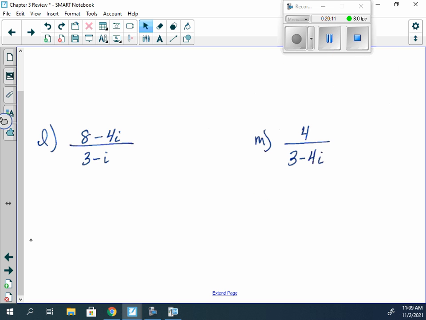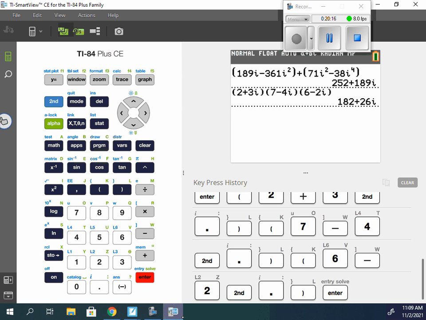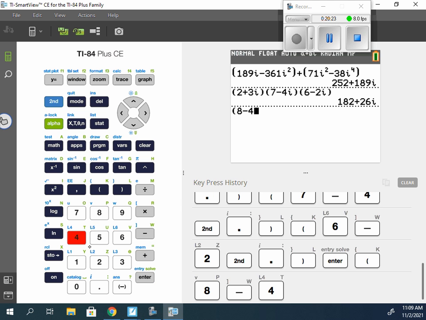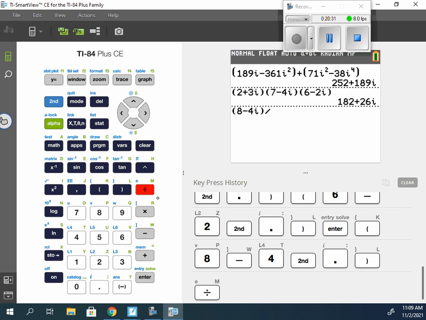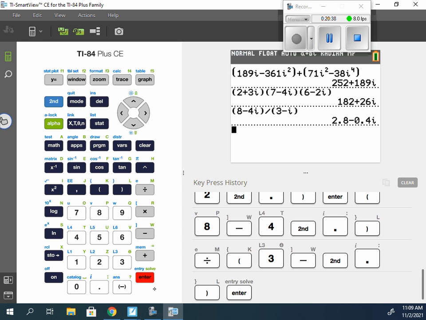Which one do we want to look at typed in? We can do L. So when we type it in, we can't use the alpha y equals. We need to actually set them up in parentheses. So it'd be 8 minus 4i, because we're going to type the numerator in first, and then we would hit divide by 3 minus i, and hit enter. So even if it is a single term on top or bottom, go on and just put it in parentheses anyways. It's going to help make sure you get the correct answer.